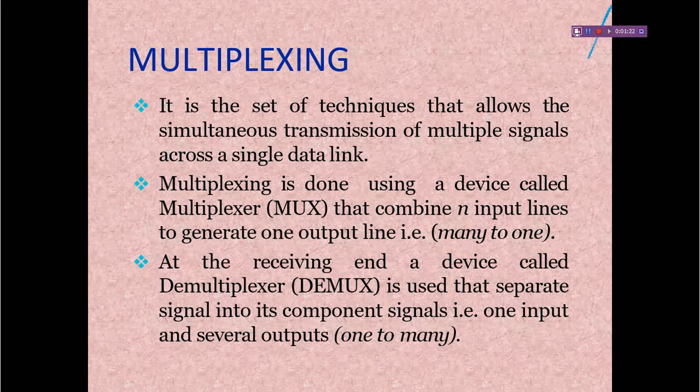Means many to one. And at the receiver end, another device is used that is known as demultiplexer or demux. Mux is multiplexer and demultiplexer is used to separate a signal into its component signals, that is one input and several outputs. Means from the sender side, multiple signals are combined to generate a single output line that travels in a single data link, and at the receiver end, the demultiplexer separates the signal into component signals, means one input and several outputs are generated.